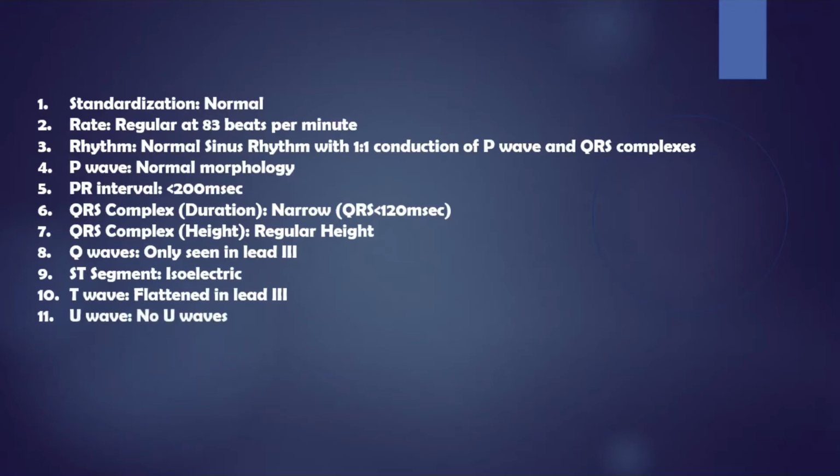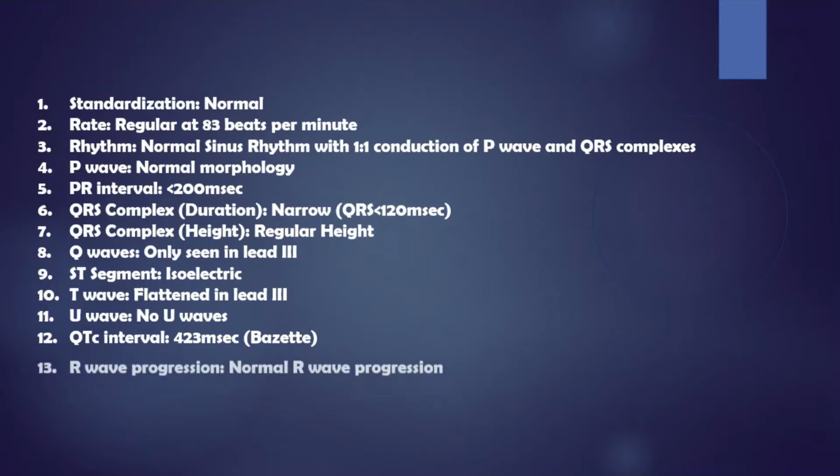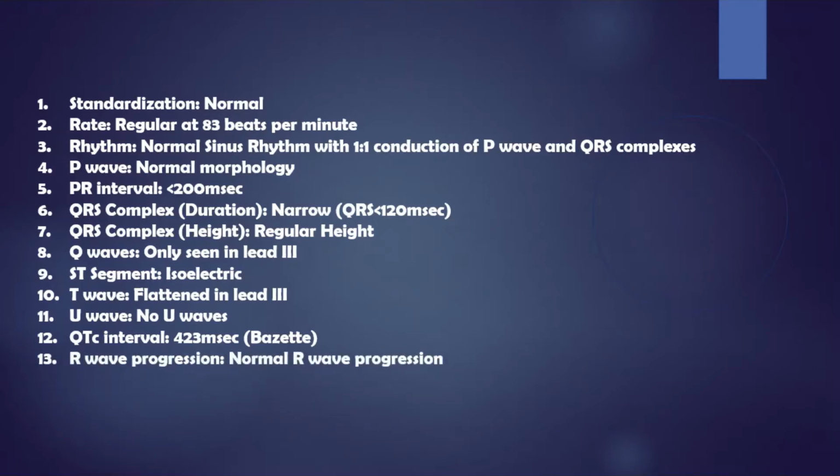There were no U waves. The QTc interval using the Bazett formula was 423 milliseconds, which is normal. The R wave progression was normal in the precordial chest leads. And the axis was normal as well. That was a normal ECG. Let's move forward.